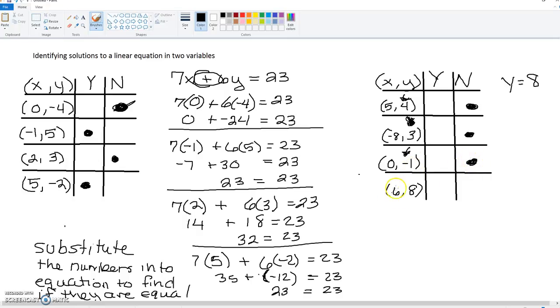And our last ordered pair, again, we're looking at the y, and it is 8. Does 8 equal 8? Yes. And so we would mark yes for this example.